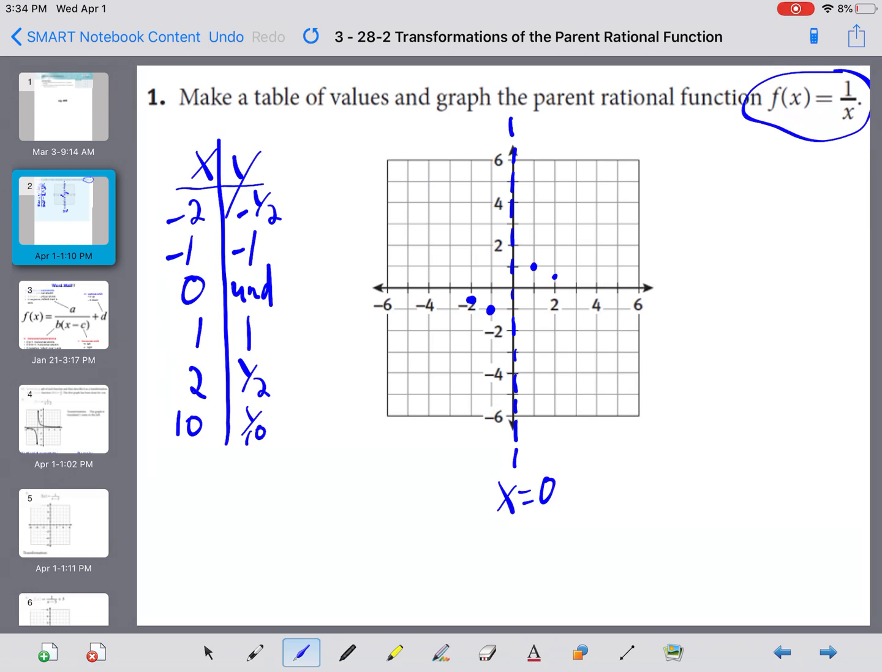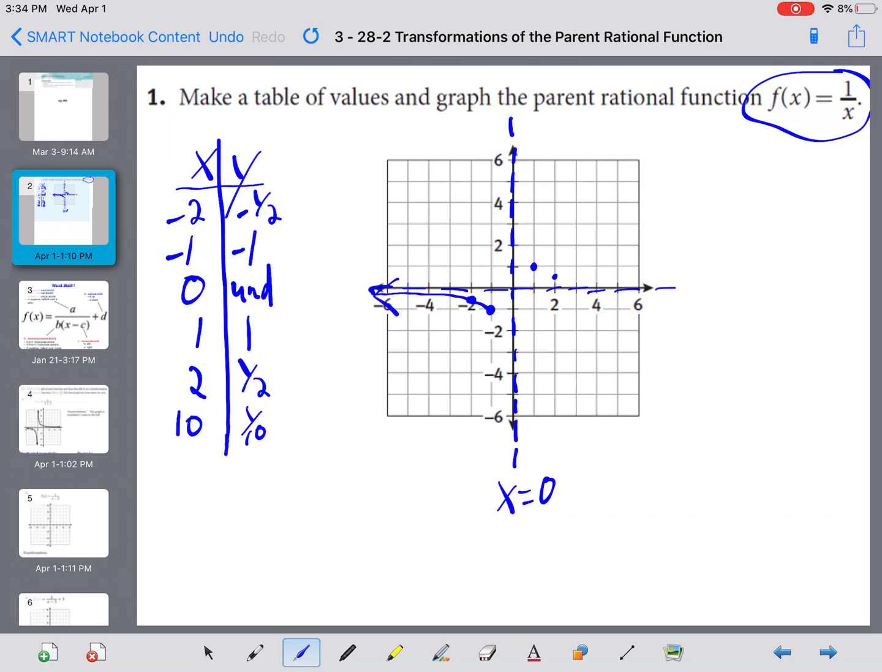So you can see the left side of the graph also approaches 0. It gets closer and closer. If I plug in -10, I get -1/10. So this left side branch is going to approach like that, approaching the horizontal asymptote to the left.